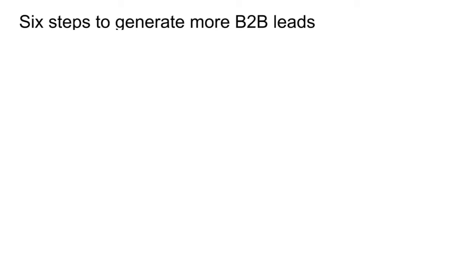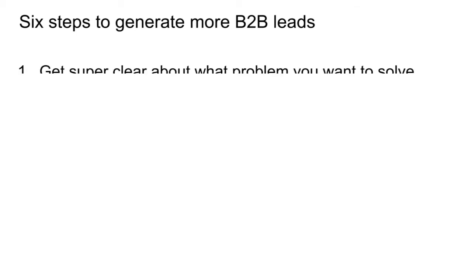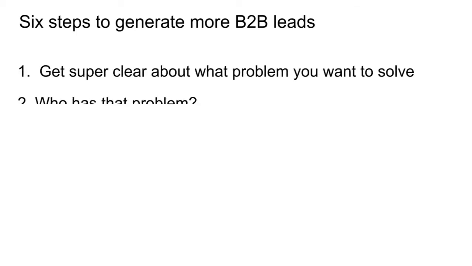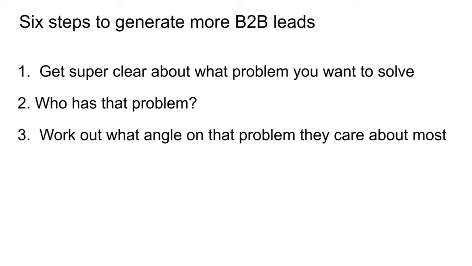Well, firstly, B2B is different than B2C, and I just don't know what works in consumer marketing, but I do know what works in B2B, and there are just 6 steps. Number 1, get super clear about what problem you're trying to solve. Number 2, and who has that problem. Work out what angle on that problem they care about the most, because the language really matters. You might have a particular phraseology you love. If they don't, it doesn't matter. Work out what language they want to use.